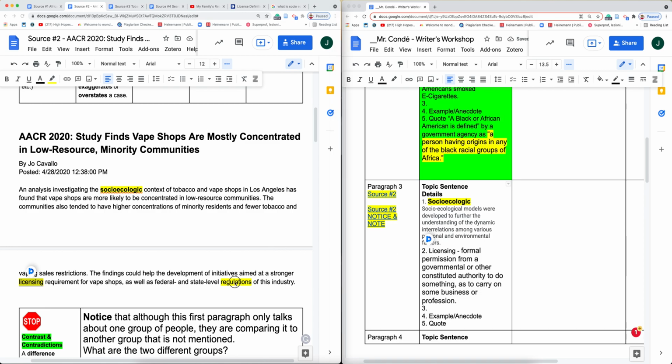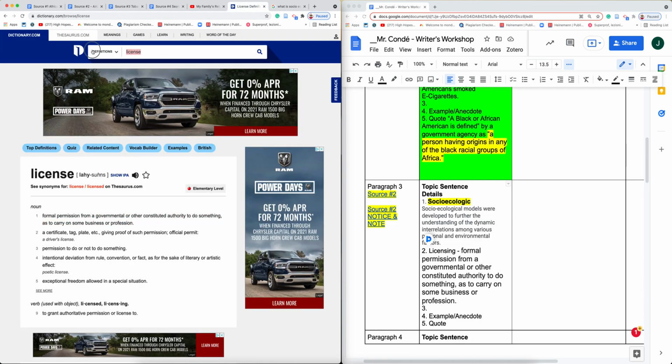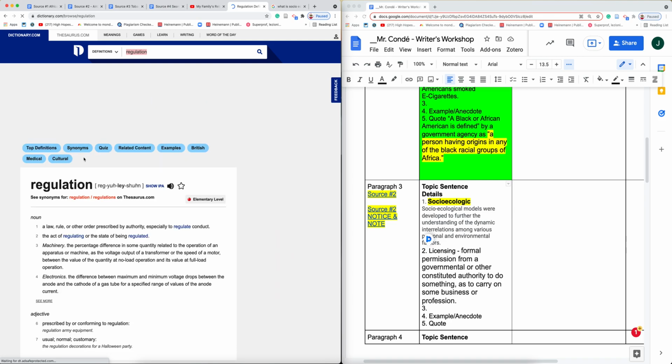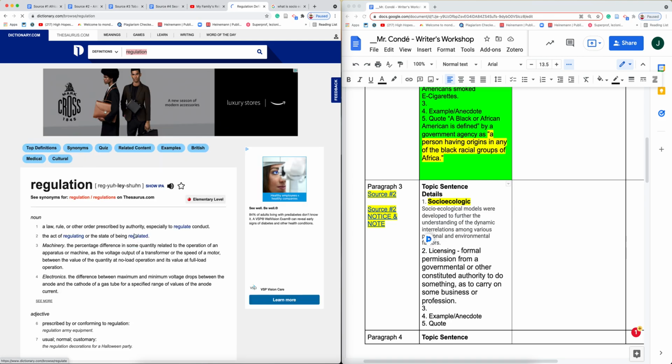Then the other one is regulations. I would copy that and look for it and see what it means. Okay, regulation means a law, a rule, or other order prescribed by authority, especially to regulate conduct. Okay, yeah, that fits. So I would use that. Regulation, there you go. In kid-friendly definition, basically, it's a rule, things we have to follow, okay?